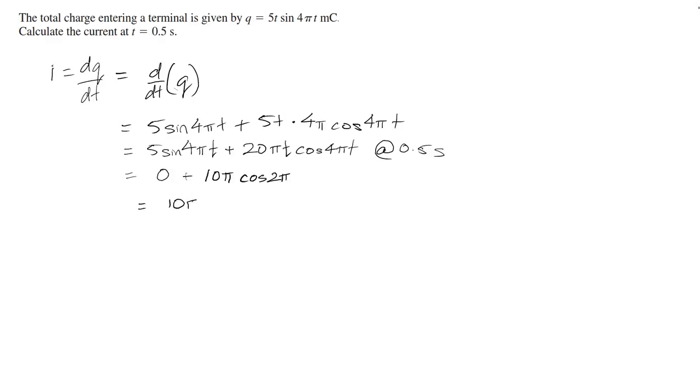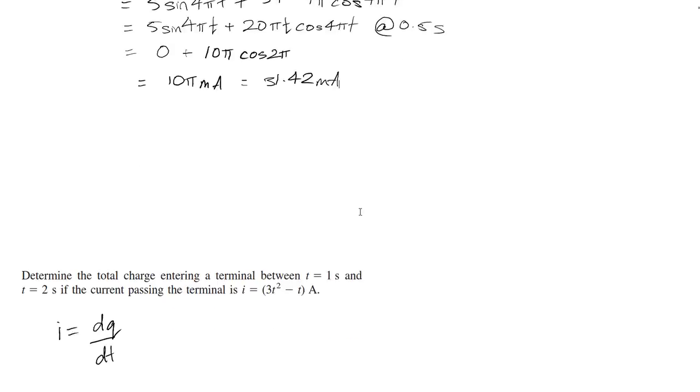That simply equals 10 pi. The unit we are given is millicoulombs for charge, so the current will also be milliamps. To make this into a decimal value, we get something around 31.42 milliamps. And that is how we do question 1.